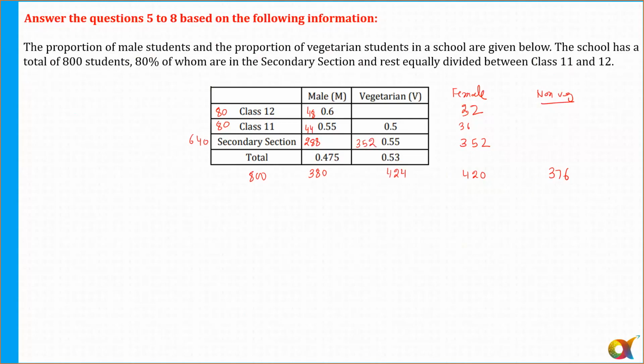Is that so? No. In the secondary section, the number of female is also 352 and the vegetarian is also 352. Okay.